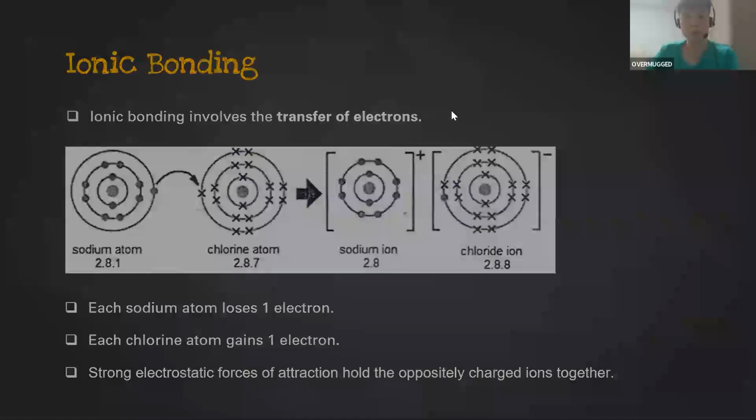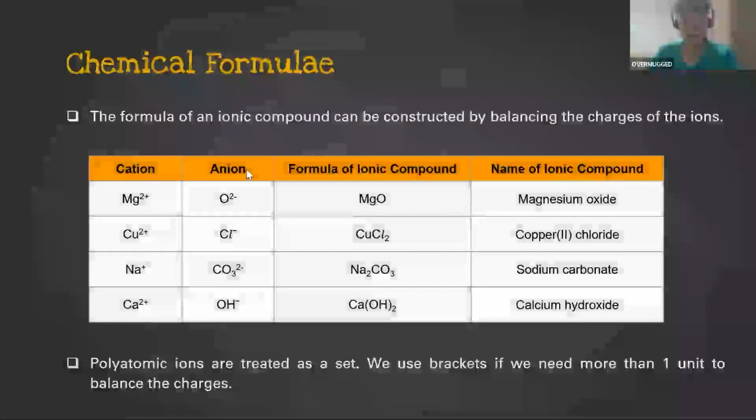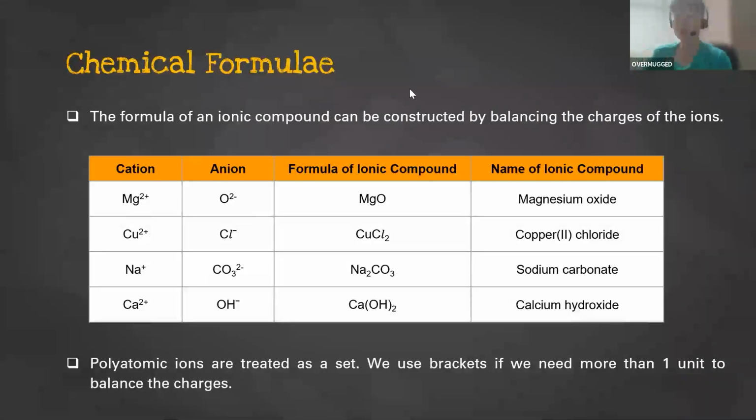Chemical formula. The formula of an ionic compound can be constructed by balancing the charges of the ions. For example, if I have magnesium 2 plus ion and oxide 2 minus, and I want to form a chemical bond between them and form a compound, what will be the formula of the compound? It will just be MgO, a 1-to-1 ratio. I need to balance the charge, right? 2 plus cancels out 2 minus, both are happy. And this is called magnesium oxide.